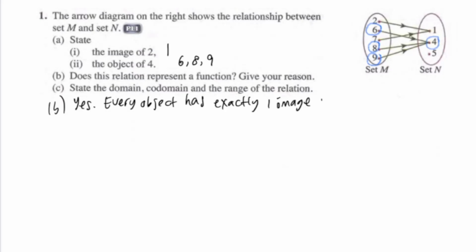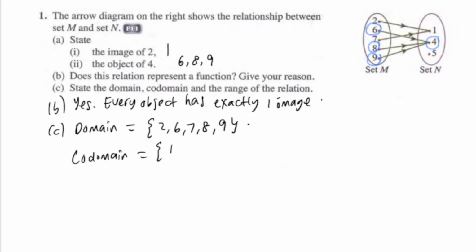All right. C. State the domain, codomain, and range. Domain is your first set. As you can see here, in your first set, we have 2, 6, 7, 8, and 9. Please use a set notation to represent the domain. Codomain represents everything in the second set. In this case, 1, 4, as well as 5.